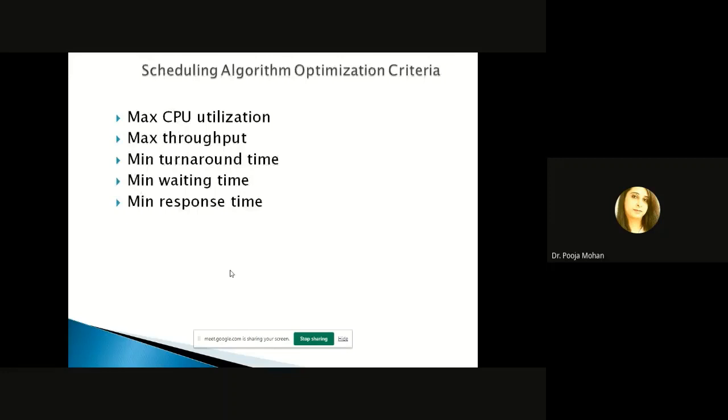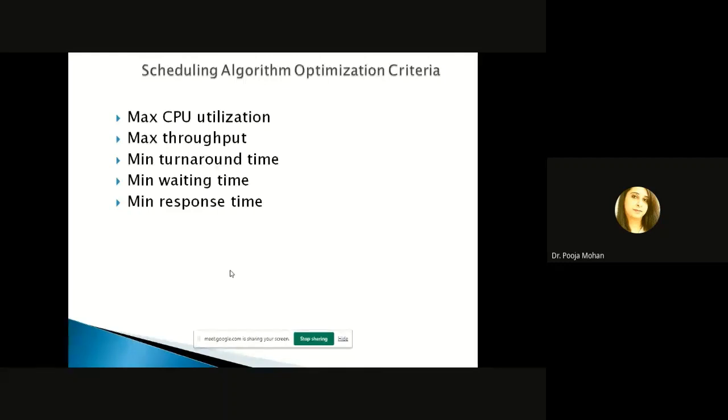So what is our goal? We want to maximize the utilization of CPU, maximize the throughput, and turnaround time should be less, and waiting and response time should be less. So the best algorithm will be the one which maximizes the CPU utilization as well as the throughput and minimizes the turnaround time, waiting time, and response time.